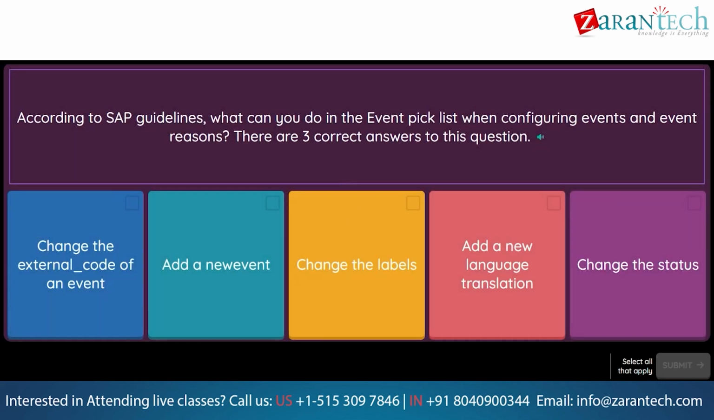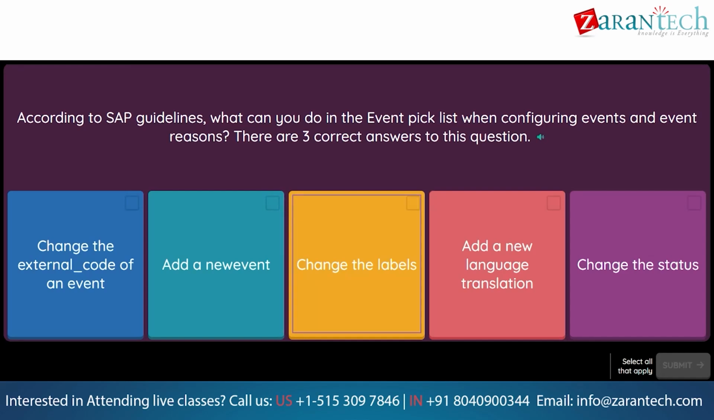Question: according to SAP guidelines, what can you do in the event pick list when configuring events and event reasons? There are 3 correct answers to this question. Option 1 change the external_code of an event. Option 2 add a new event. Option 3 change the labels. Option 4 add a new language translation. Option 5 change the status.